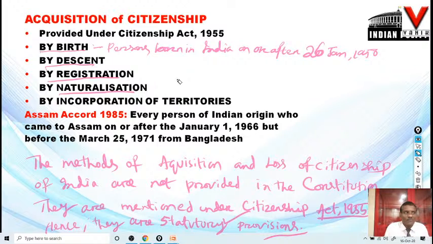Okay, so by birth a person can become a citizen, but either of his parents should be an Indian and the other parent should not be an illegal migrant.